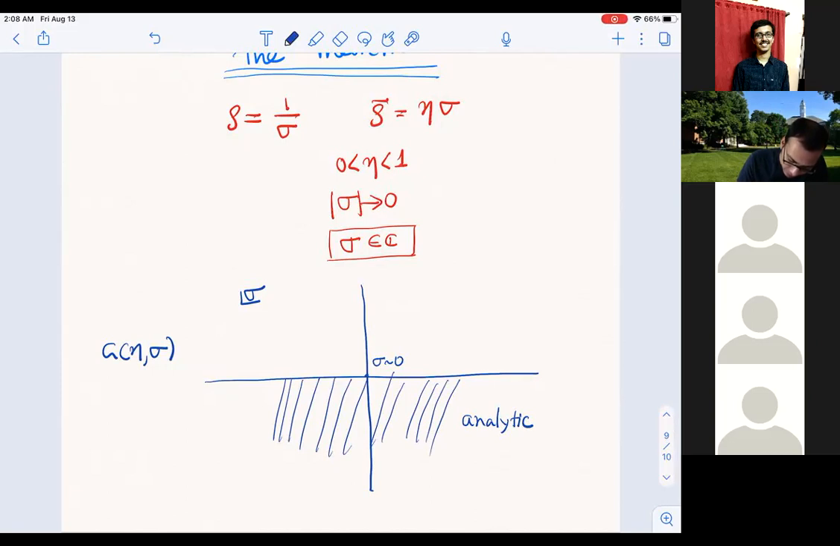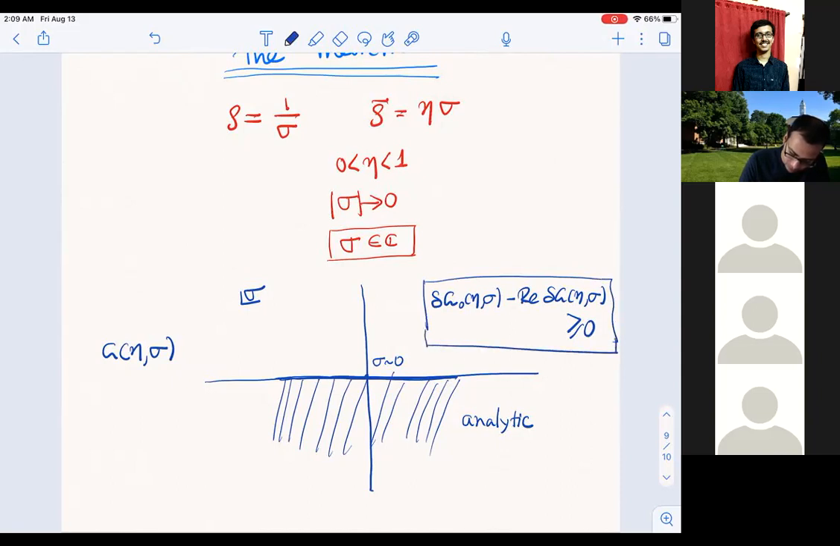And in terms of the sigma variable on the real line, we have the condition that delta G naught eta sigma minus real part of delta G eta sigma is positive. Okay, so now I'm going to do everything in this eta and sigma variable.